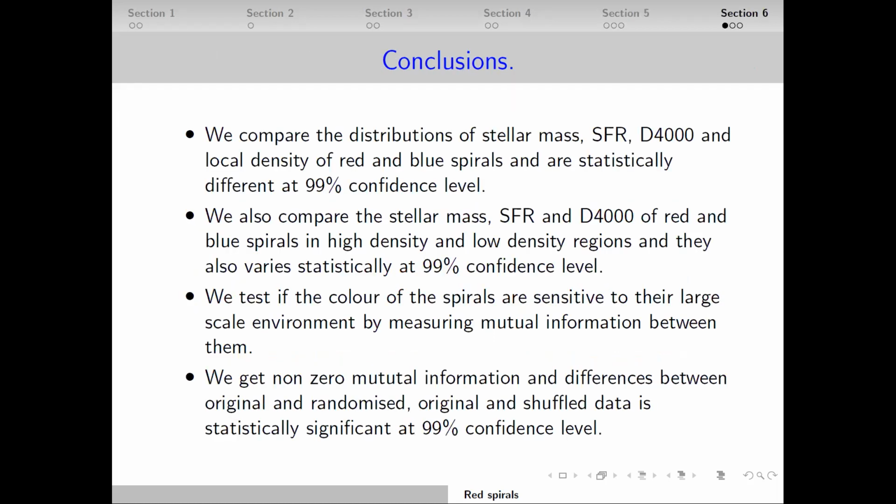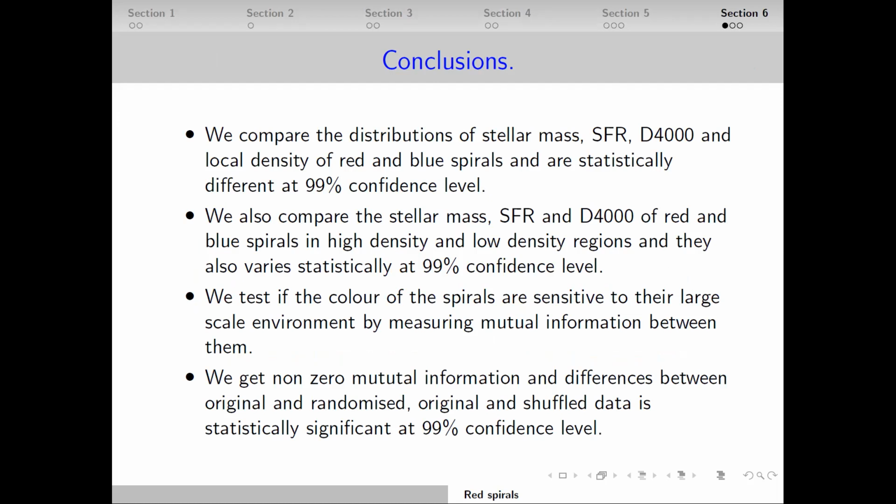Now we come to the conclusion section. First, we compare the distributions of stellar mass, star formation rate, D4000 and local density of red and blue spirals and find that they are statistically different at 99% confidence level.